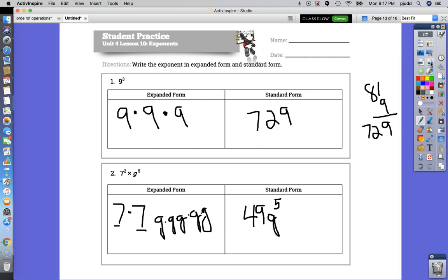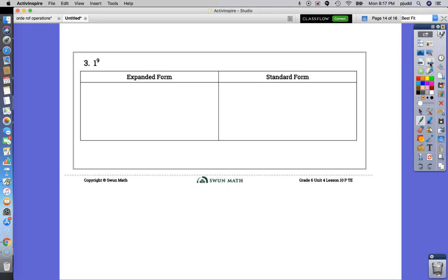Now we're going to move on to the next one. I'm looking at this, 1 to the ninth power. How many of you already looked at that and went, are you kidding me? 1 to the ninth power, 1 times any number is going to give you 1. So I'm going to have 1 times 1 times, I'm going to write that 9 times. Your answer is still 1. And if you looked at that and went, seriously? Good for you.